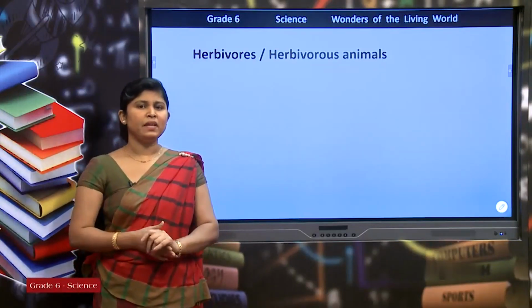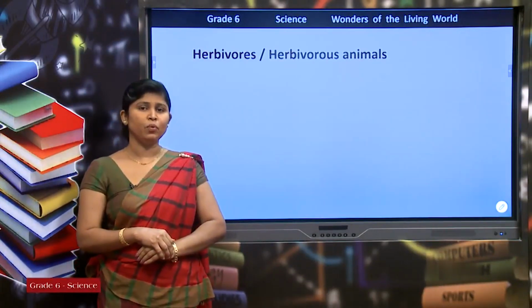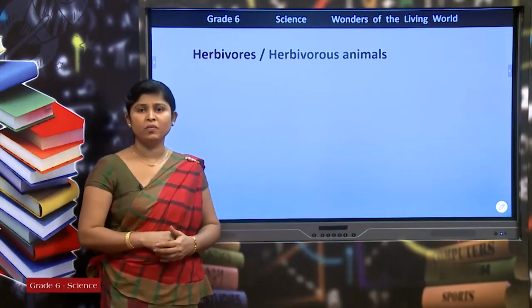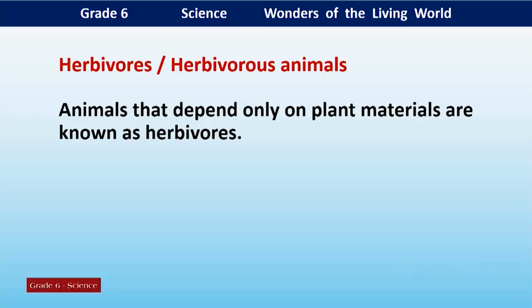Here I thought of explaining a little about herbivorous animals because it is very important to identify what herbivorous animals are. Animals that depend only on plant materials are known as herbivores. Here I have given you some examples for herbivores, or we call them herbivorous animals. Both are correct. You can use both words.